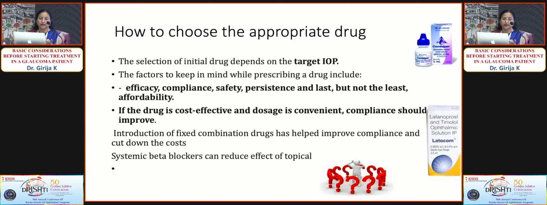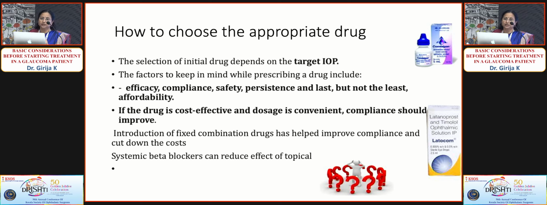So find out the IOP lowering effect, whether you can reach the target IOP with this particular drug. So there are various drugs that are available. So always consider the efficacy, the compliance, and the safety profile. If the drug is cost effective and the dosage is convenient, compliance always improves. And the fixed drug combinations have always improved the compliance and cut down the costs.